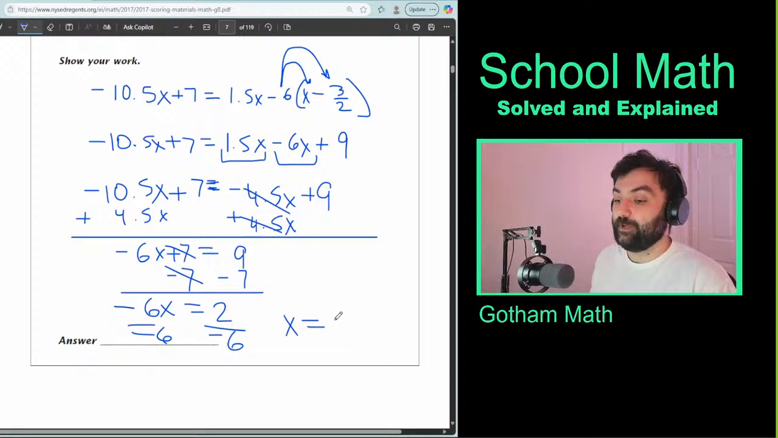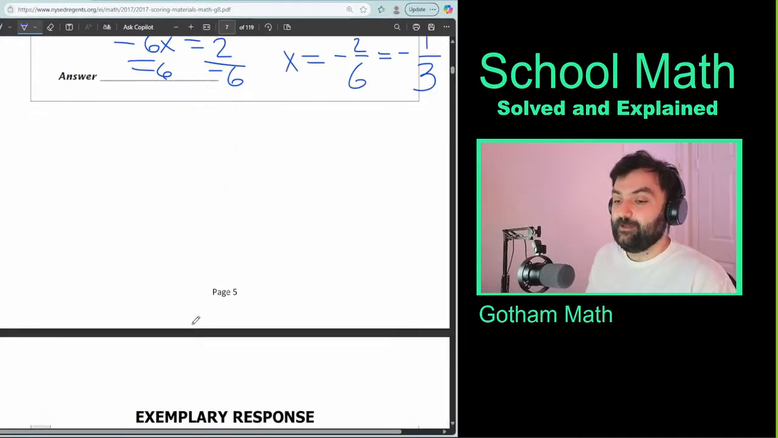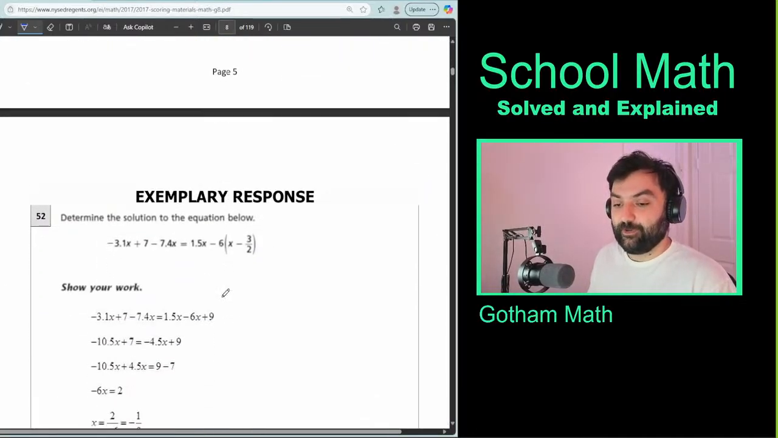So positive divided by negative is negative, and we have negative 2/6, which is negative 1/3. All right, Becca, did you get negative 1/3 as your answer? Yes or no? Yes. Very good. Well, I hope very good, because I hope I did it right.